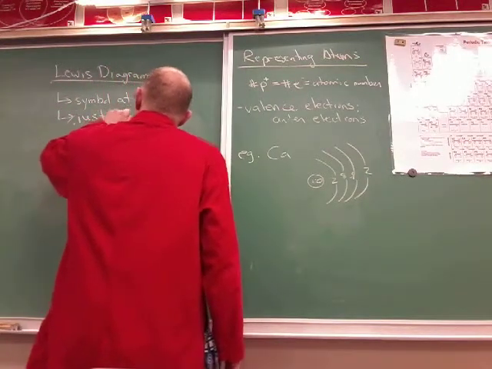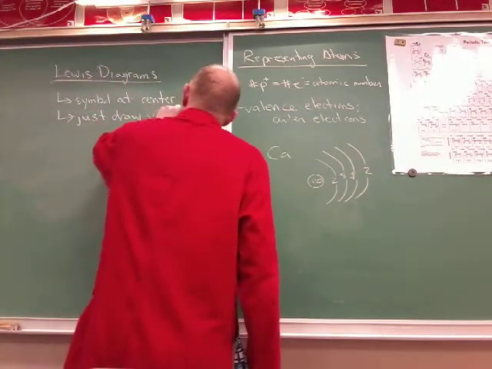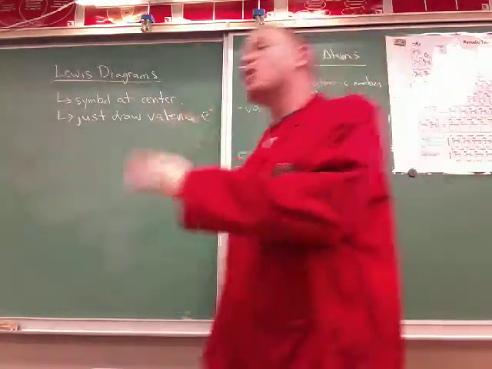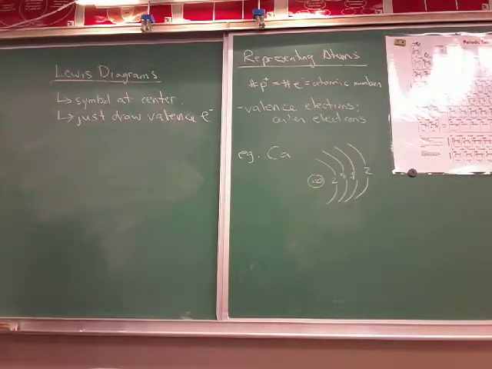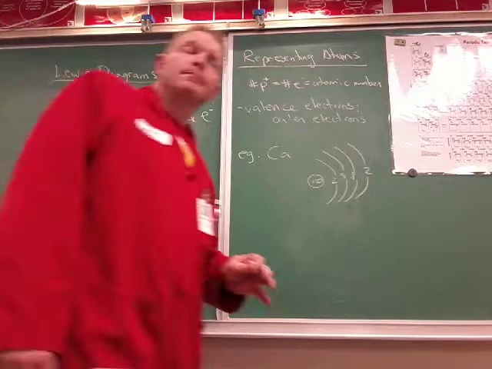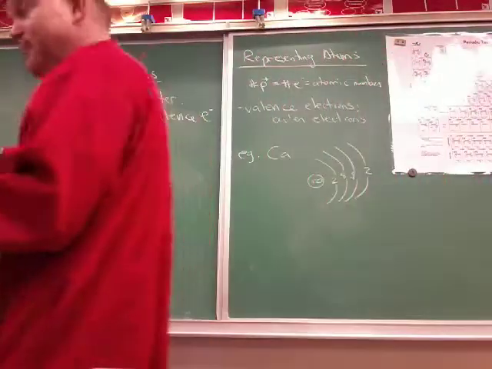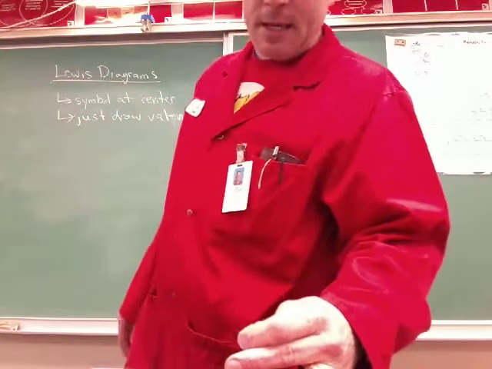Just draw the valence electrons. So we just want to draw on the valence electrons. And this time, we must put them as dots. All right? We can't just do numbers because the position of them is important. So we draw them as dots.